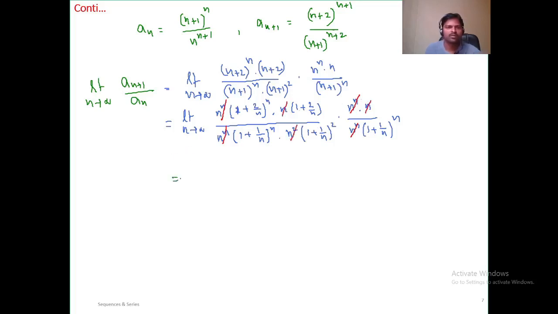So what remains after applying the limit? The numerator will be e squared into 1 plus 2 by infinity, that means only 1, and the denominator e power 1 into 1 plus 1 by infinity power 2. Here instead of n I am writing infinity. Next, this one is e, so again e into e squared, and this is out. What you get is 1, so the ratio test also fails. L is equal to 1, therefore the ratio test is inconclusive.